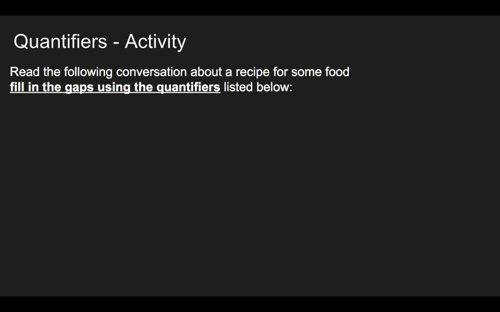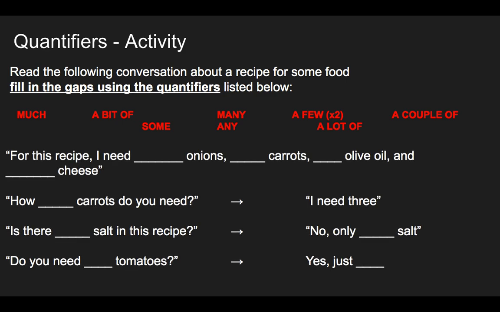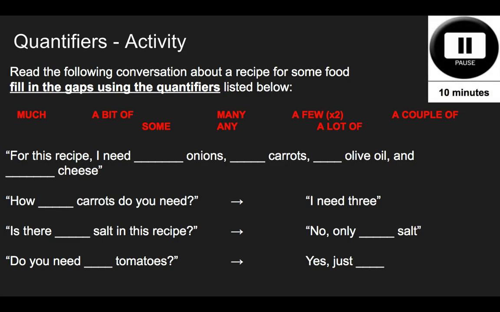Okay, the final activity, guys, we're going to practice quantifiers, okay? So we're going to read a conversation about a recipe for some food. You want to fill in the gaps using these quantifiers. Use each one once, apart from a few, you can use twice, okay? So we've got much, a bit of, many, a few, a couple of, some, any, and a lot of. Here's the conversation and the gaps. You've got 10 minutes. Pause the screen. Off you go.